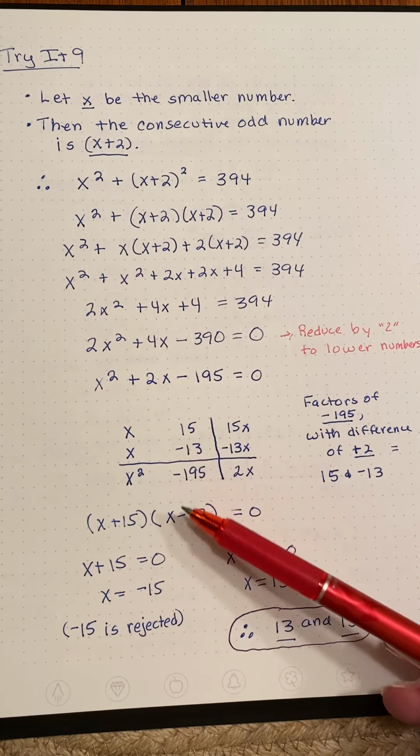Going back to the original statement in the book, it says the sum of the squares of two consecutive positive odd numbers. Therefore, I have to reject negative 15. Therefore, my lower number is 13. My higher number is 13 plus 2, which is 15. It just happens to be the positive version of that. It doesn't always work that way. So I can't just take whatever this is and make it positive. I actually have to go back and plug it into those quantities that I had decided up at the top.